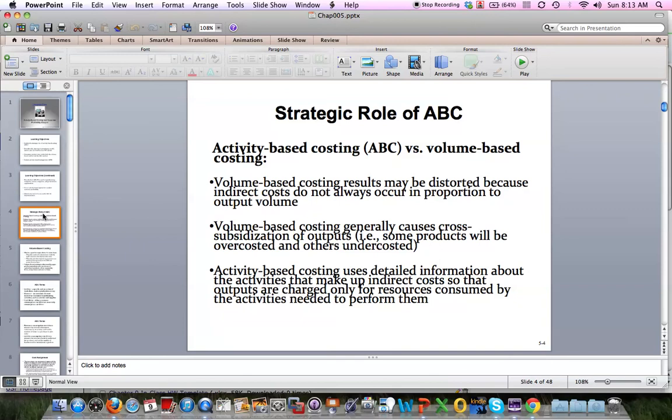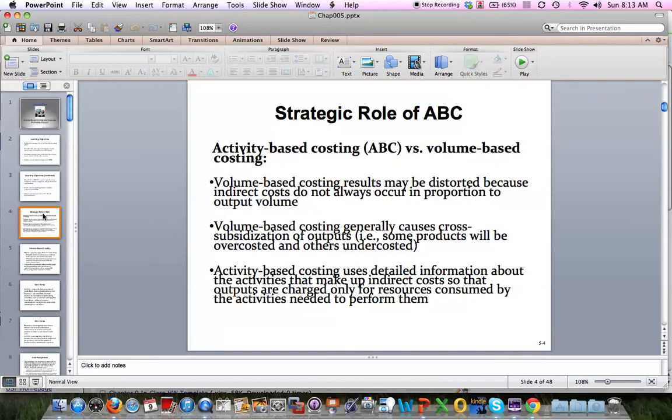It can be a little bit too simplistic. It's easy to use, but it can be too simplistic, which can mean that too much cost goes to a high volume product and not enough cost goes to a product that actually has more bells and whistles, which should actually get more overhead than it does. And so that's what they call cross-subsidization of outputs, which is the middle bullet point here. Some products are overcosted and some are undercosted. And we have a good example in this chapter that we'll take a look at towards the end of the chapter. ABC uses detailed information about the activities that make up indirect costs.